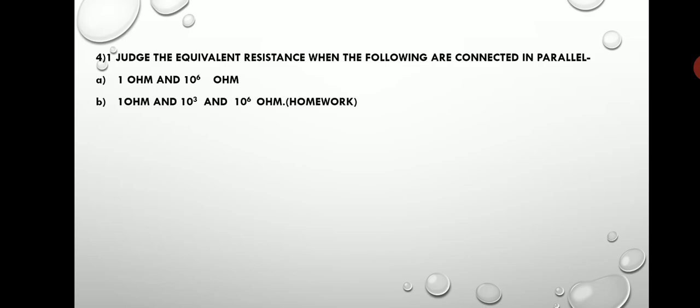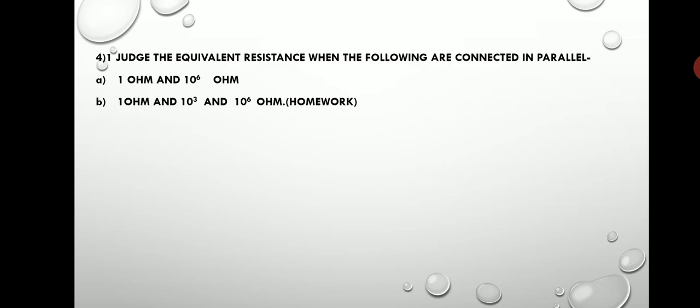Find the equivalent resistance when the following are connected in parallel. In a series connection, the effective resistance is the sum of the individual resistances, and that effective resistance Rs is always greater than the individual resistances. In the previous question, the effective resistance we found was 25, and that number is greater than the individual resistances.